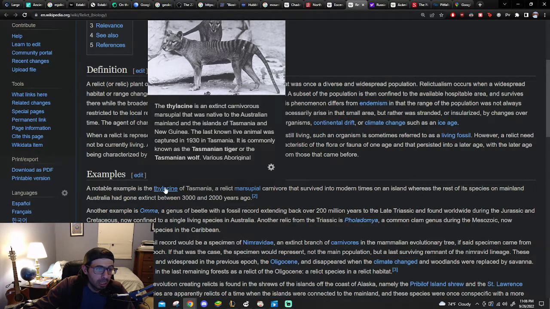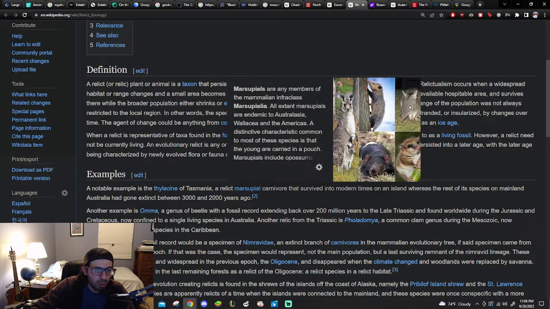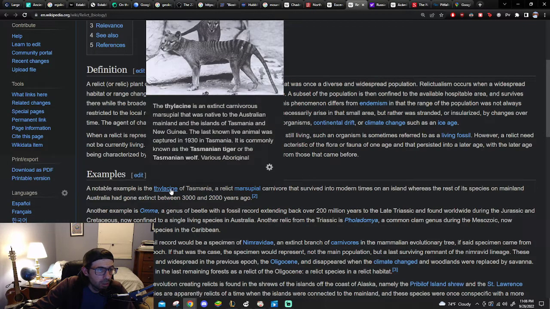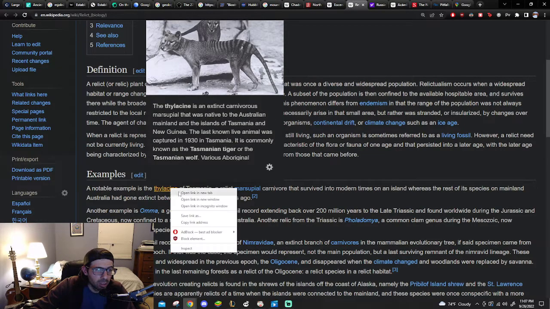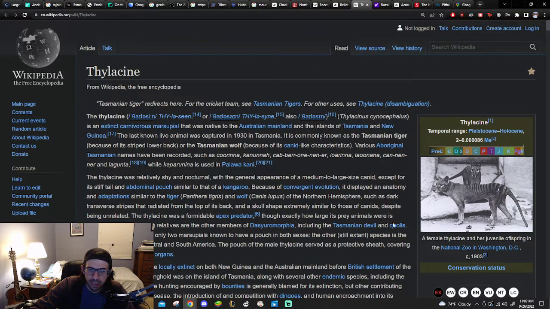Whoa. Extinct carnivorous marsupial was native. Why is that an example? Oh. Why are they calling that extinct? They've got a picture of it. Female, too. It just recently became its last known live animal. Was captured. We got it! Reproduce! Oh my god. Dear god.